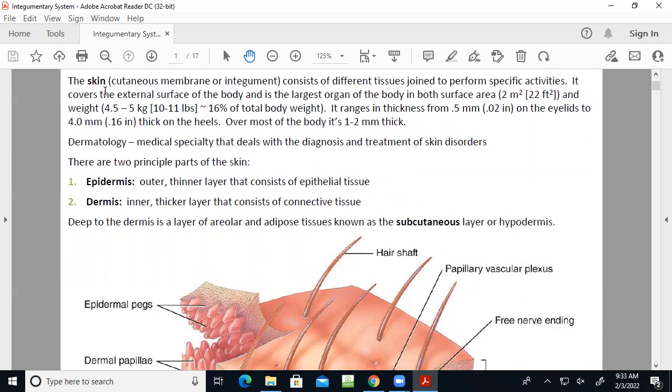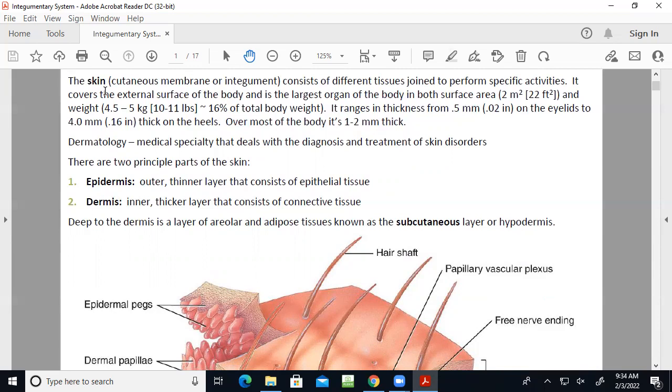And it's also the heaviest. It weighs about 4.5 to 5 kilos, or 10 to 11 pounds, which is around 16% of your total body weight. Obviously, that's different from person to person, so that's just an average. If you're a really large individual, you're going to have more skin. If you're a small individual, you're going to have less skin.